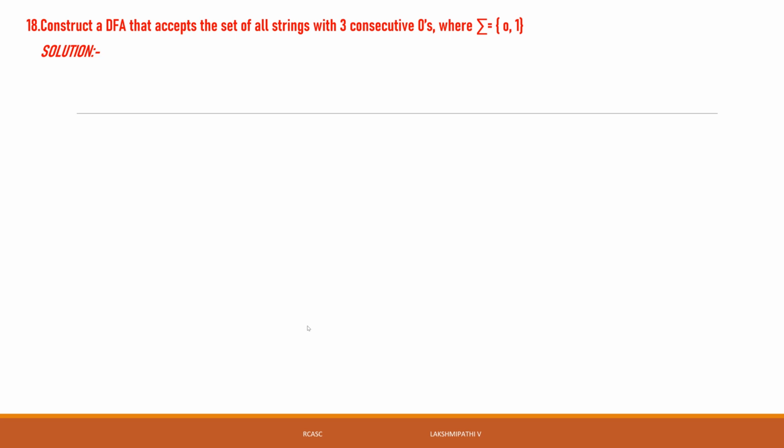They have already given sigma equal to {0, 1}. That means the input symbols are a collection of zeros and ones, and the strings are collections of zeros and ones. But here the question clearly mentions the set of all strings with 3 consecutive zeros. Three consecutive means three zeros continuously.